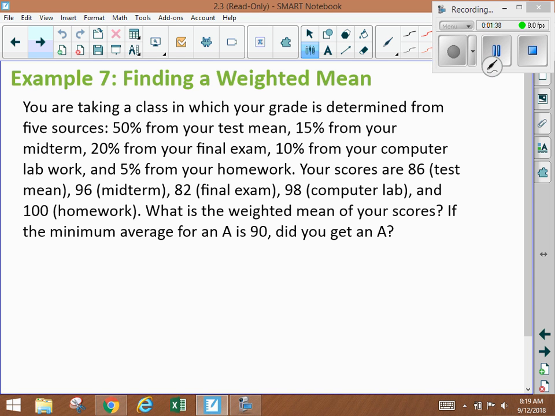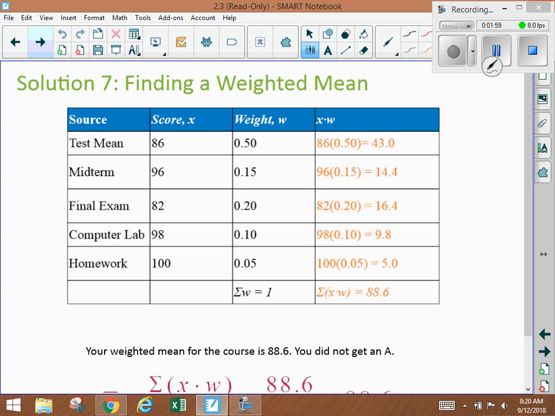Your book has created a really nice looking table that will help you do that. If you were trying to copy that down, here it is. The curriculum sets this up as a table, which looks really nice. You take your test mean and multiply it by the weight, which gives you a score. Your midterm multiplied by the weight gives you another score. Your final exam, and so on. We'll keep going.